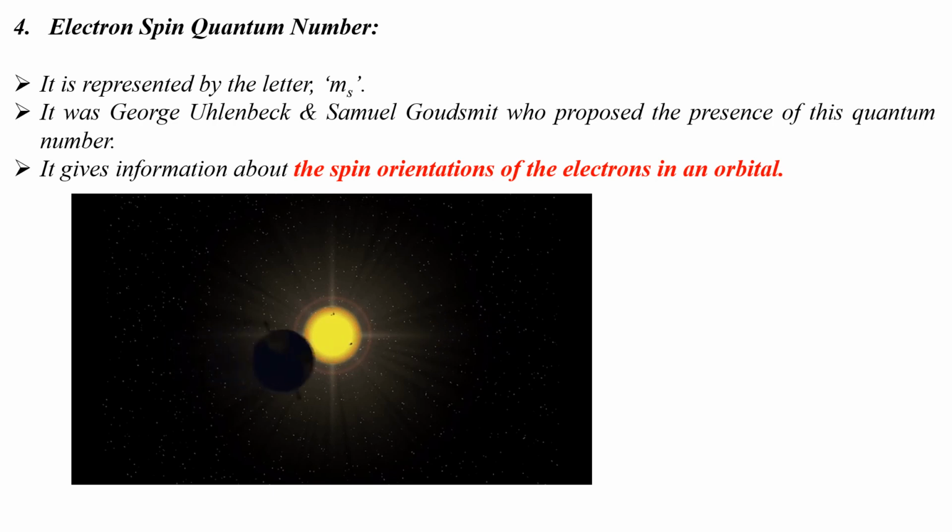Now, how does an electron spin? Just look at this picture. You can see Earth spinning around its own axis while it revolves around the Sun. In a similar way, an electron also spins. An electron spins around its own axis while it revolves around the nucleus. So, an electron has, besides charge and mass, an intrinsic spin angular momentum.